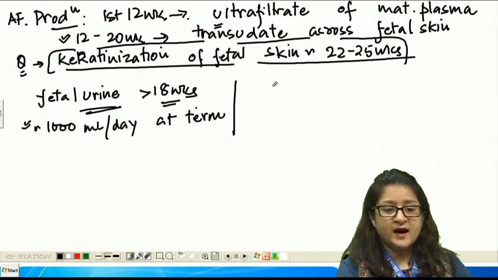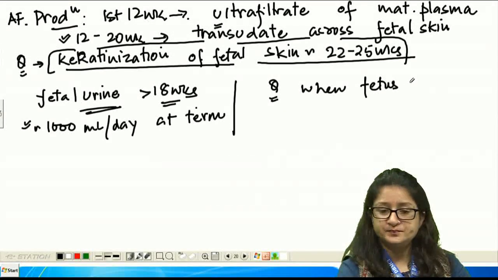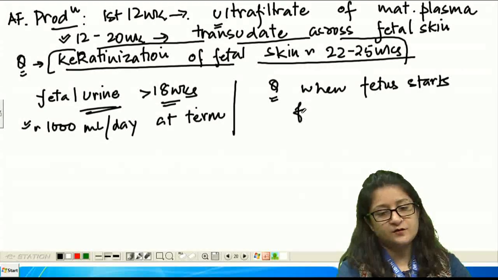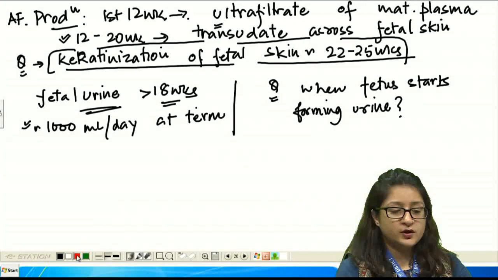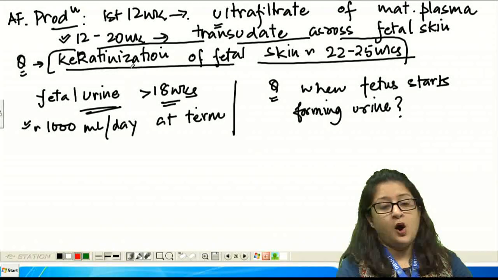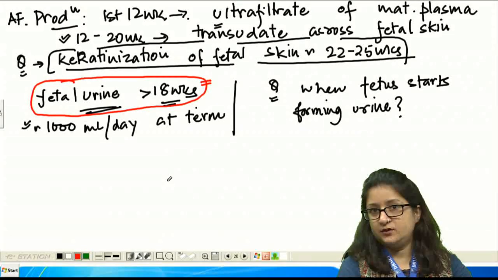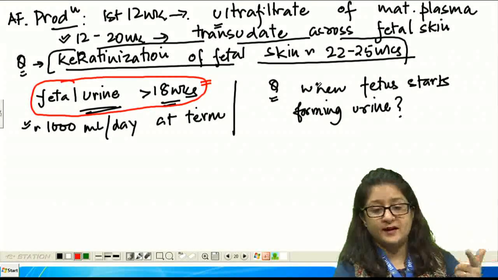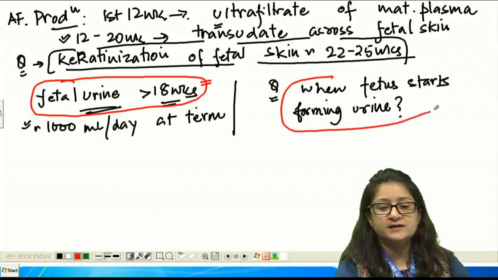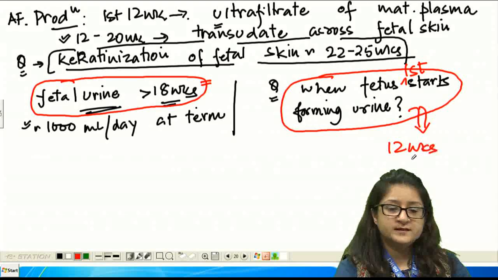All right. But if they ask you the question of when the fetus forms first urine, when the fetus starts forming urine, these are two different points you should remember. The contribution of fetal urine to amniotic fluid is majorly beyond 18 weeks, okay? But if they frame the question in different language, saying that when the fetus first starts forming urine, then the answer to that question is 12 weeks.